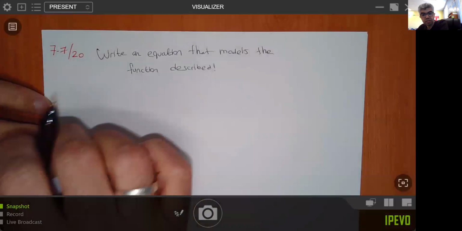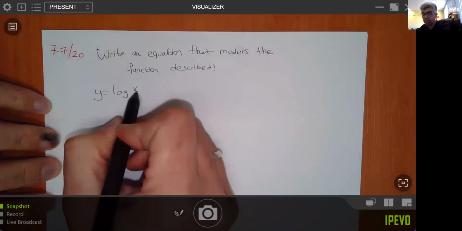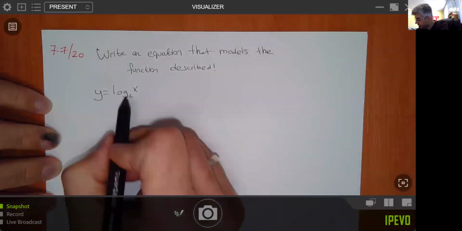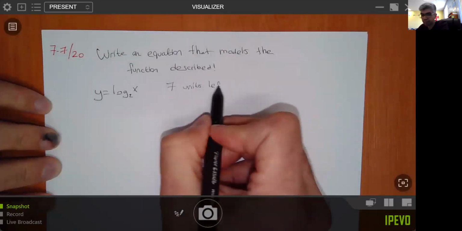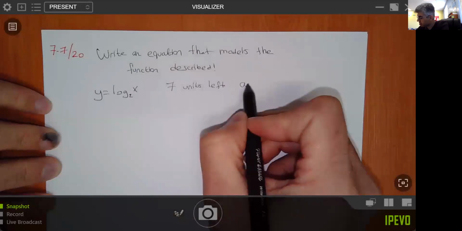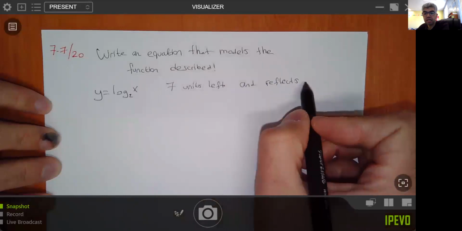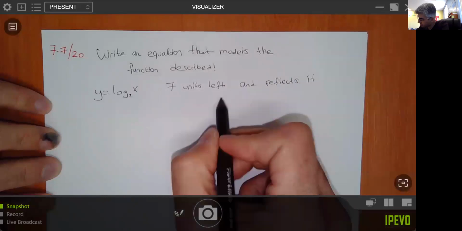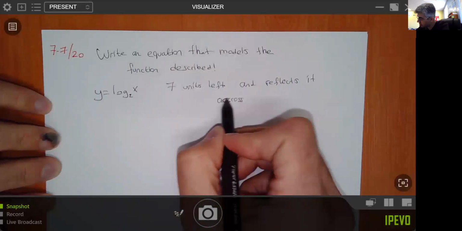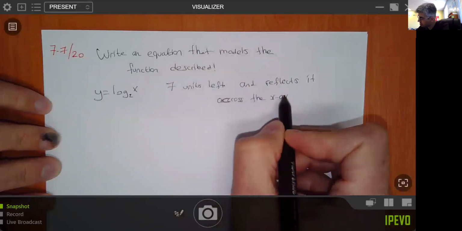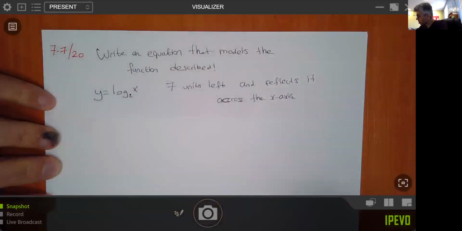Shift the parent function, y is log of x base 2. So this is the parent function. It says 7 units left and reflects it across the x-axis. Across this one, see here, the x-axis. Yep. And what is it about, guys?